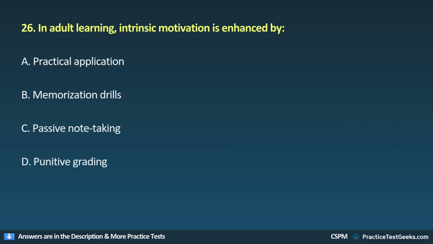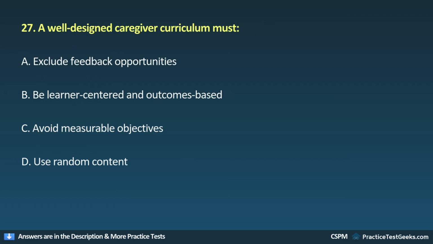26. In adult learning, intrinsic motivation is enhanced by A. Practical application. B. Memorization drills. C. Passive note-taking. D. Punitive grading. 27. A well-designed caregiver curriculum must A. Exclude feedback opportunities. B. Be learner-centered and outcomes-based. C. Avoid measurable objectives. D. Use random content.